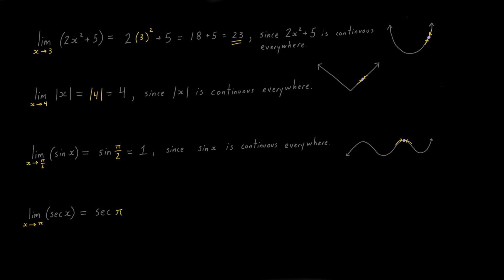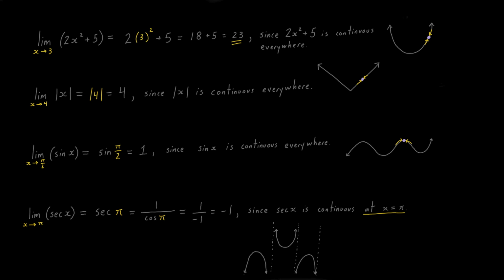Finally, for secant, again, I can plug in pi, 1 over cosine of pi, 1 over negative 1, which is negative 1. But why am I allowed to do that? Well, the graph of secant, even though it's not continuous everywhere, it is locally continuous at x equals pi. So just recapping this graph real quick, the graph of secant looks like so. Again, it is discontinuous at odd multiples of pi over 2. But pi is not an odd multiple of pi over 2. It is continuous there, and so the limit value is the function value.